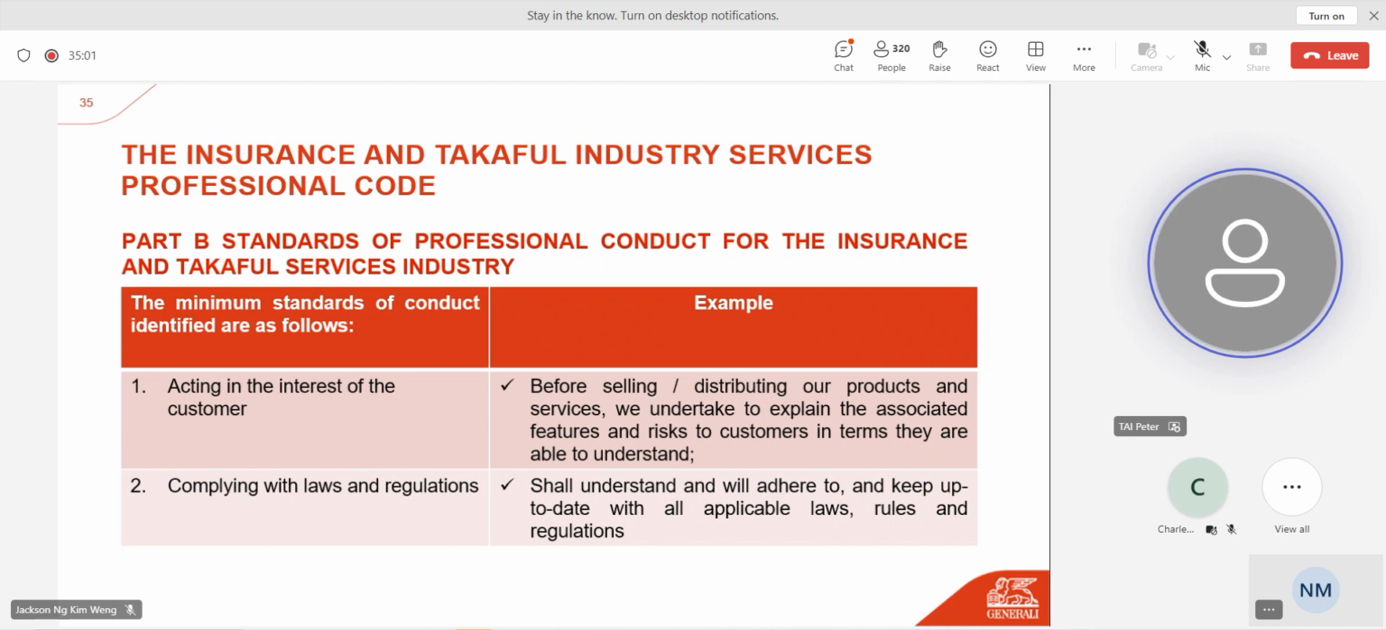Then number 2 is to comply with laws and regulations. Like I say, we are very law abiding. We have to follow and comply with all the laws and guidelines by the authority. Next.